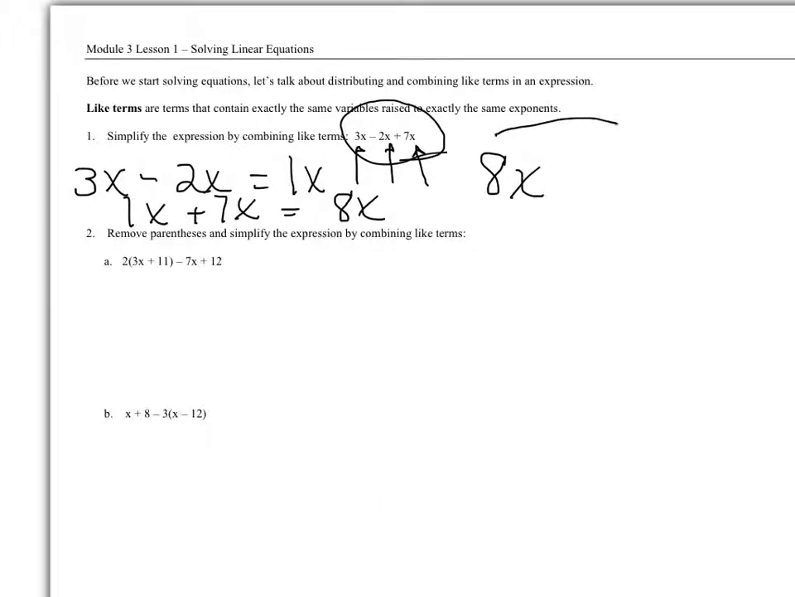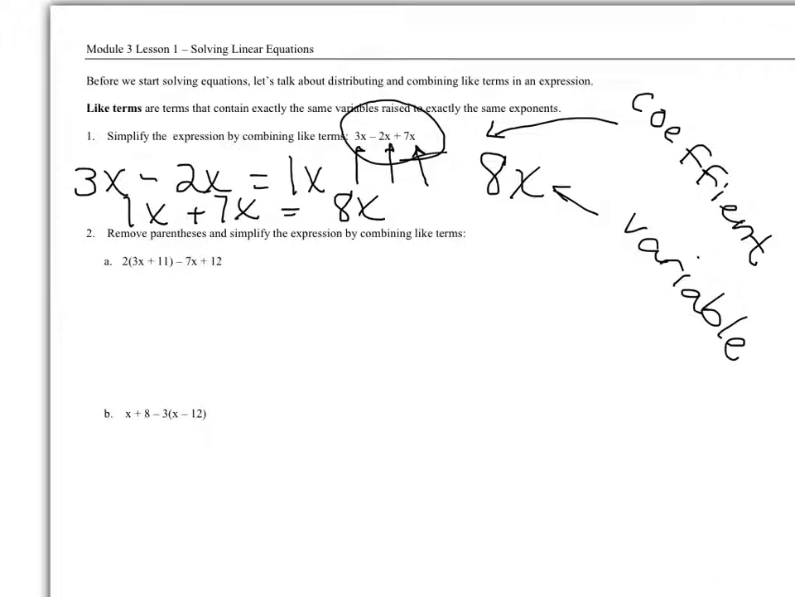8 is called the coefficient, and x is the variable. Okay. Now let's look at the next expression. It's an expression because it's really not an equation. It doesn't have an equal sign and stuff on the other side.